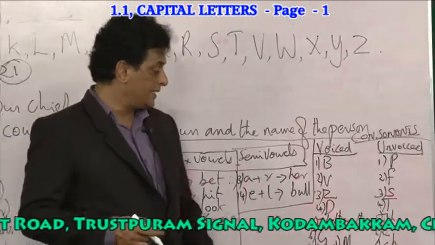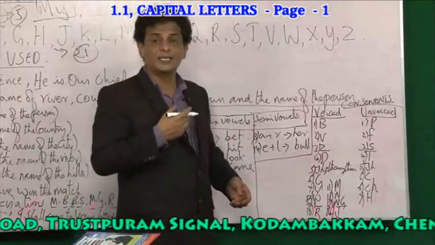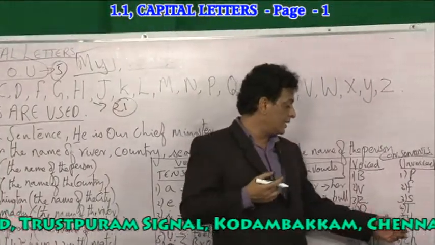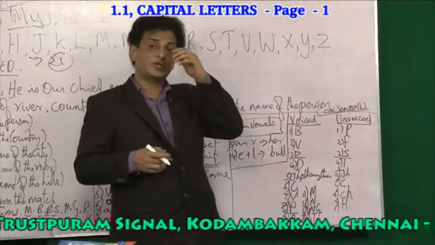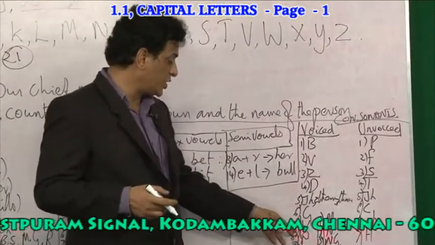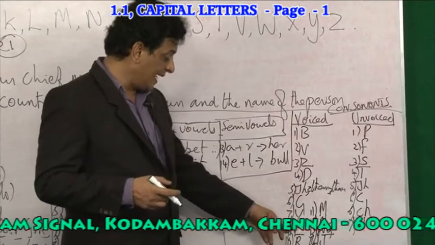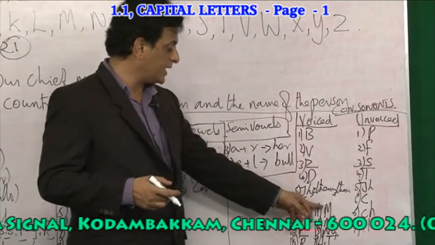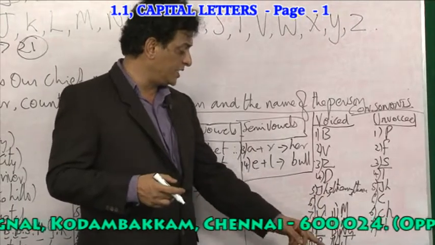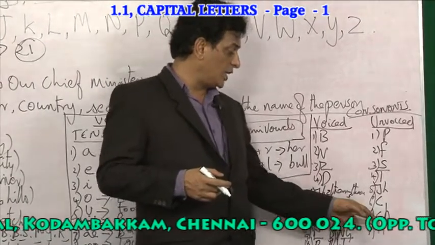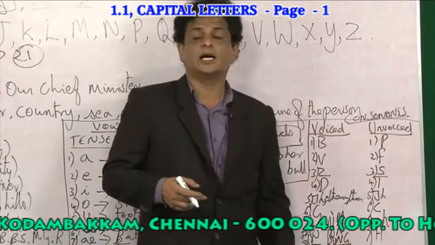Next, G, G is voiced, God, great. So the partner of G is C, C is pronounced as K, cat, it is unvoiced. Y is voiced, W is voiced, L is voiced, R is voiced, M is voiced, N is voiced, NG is voiced, J is voiced, C, CH and H are unvoiced.